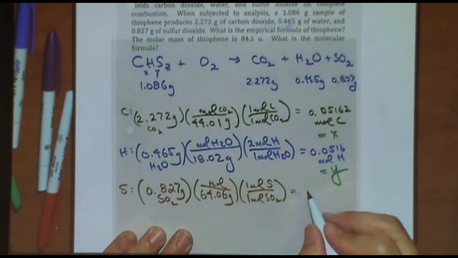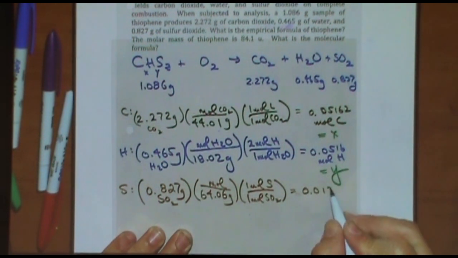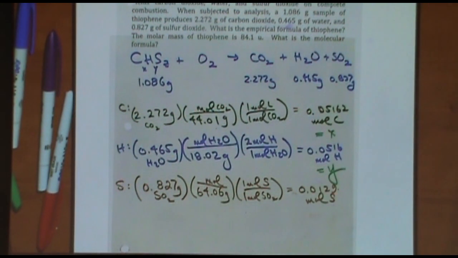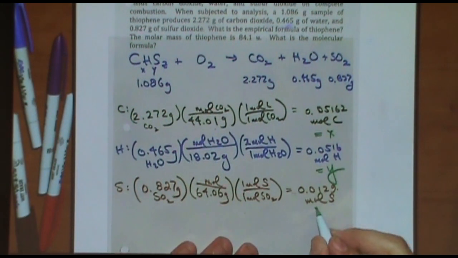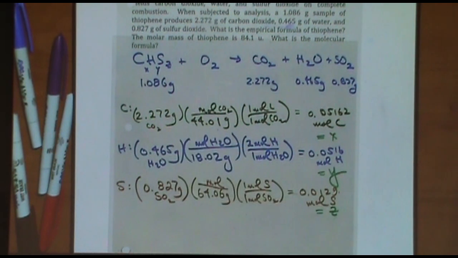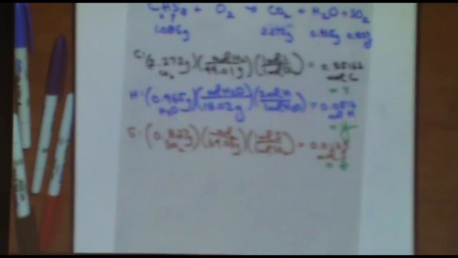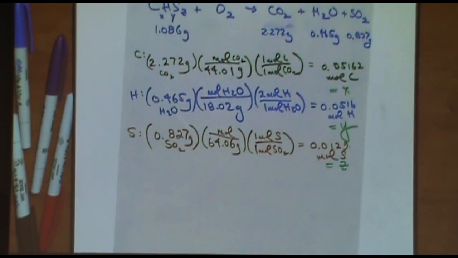This turns out to be 0.0129 moles of S, and as you may have guessed, this is the variable Z. Okay, from the original formula up in the upper left-hand corner there. So I've got X, Y, and Z. Let's move this out of the way. Now I'm almost there. I'm really close to finishing, but not quite. I have 1 more step.